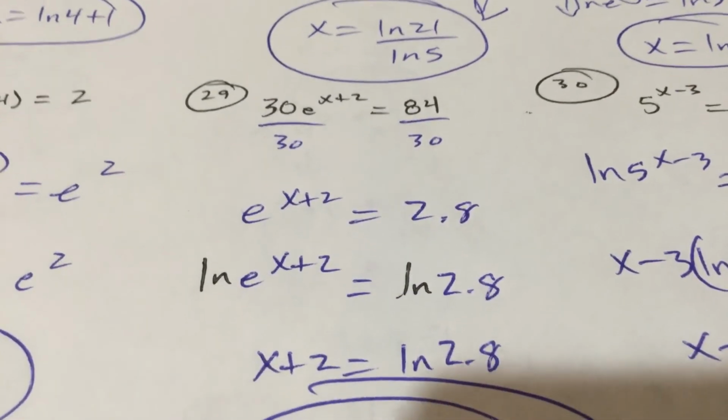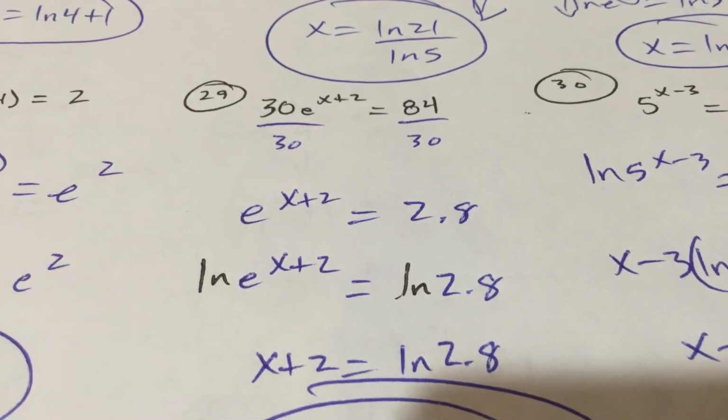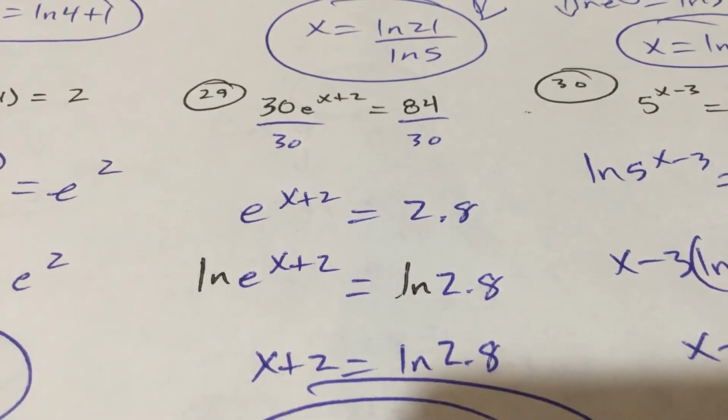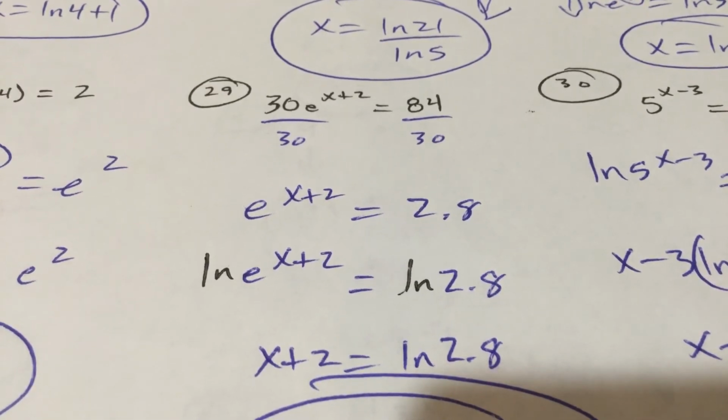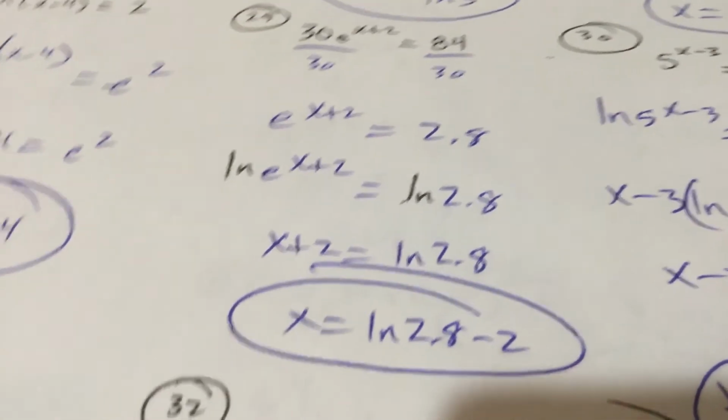Divide both sides by 30. Yeah, I know 84 divided by 30 is a decimal. That's not great, but it is what it is. Then attach natural log to both sides like I did in black there. That x plus 2 as an exponent will come on down. You'll get natural log of 2.8 minus 2.